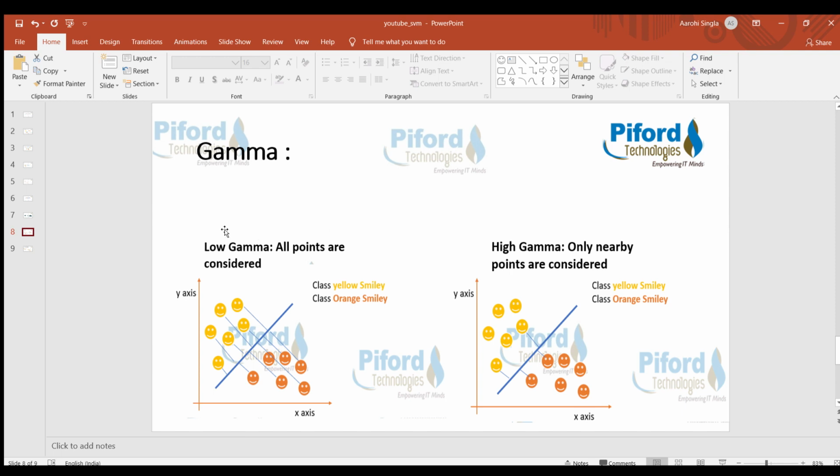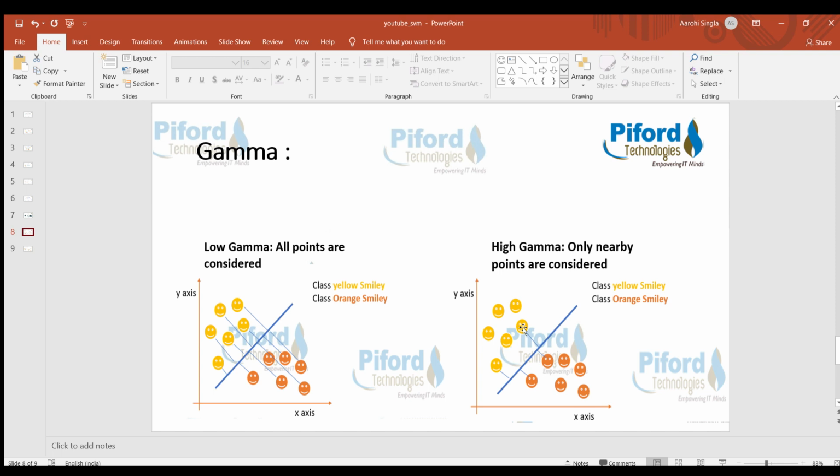High gamma will consider only nearby points in calculating the separation line, right? The logic behind SVM is to choose the right hyperplane. So how are we choosing the right hyperplane? By calculating the distance between the closest point and the line. So if you choose a high value of gamma, we are saying that we want to calculate the distance between the closest point and the line.